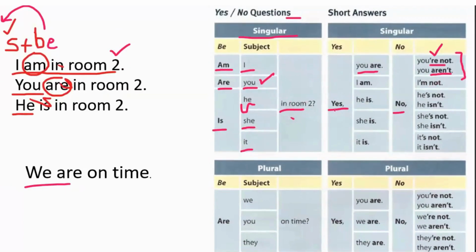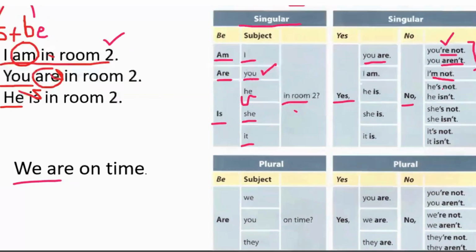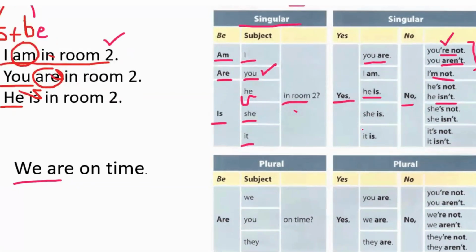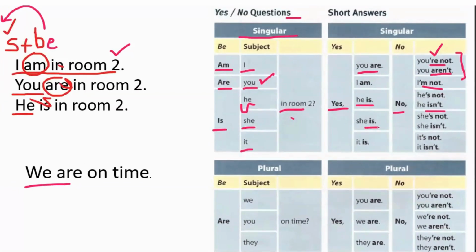Are you in room 2? Yes, I am. No, I'm not. Is he in room 2? Yes, he is. No, he isn't. Is she in room 2? Yes, she is. No, she's not, or she isn't, and so on.